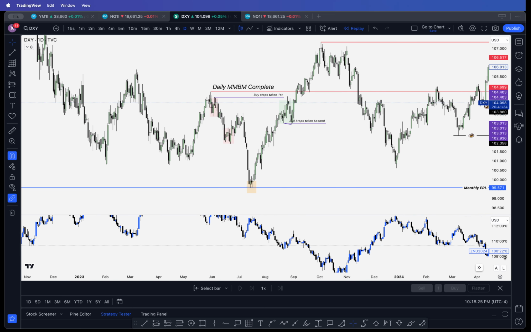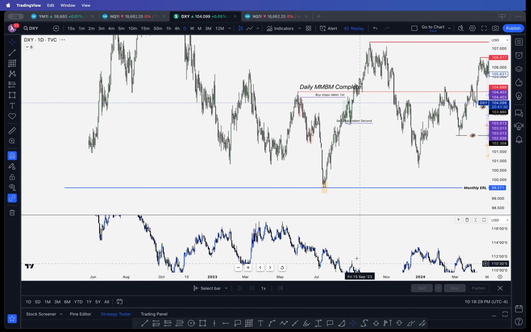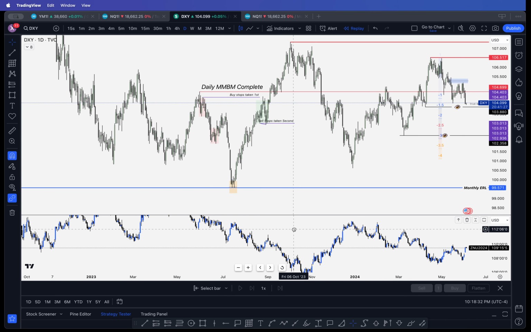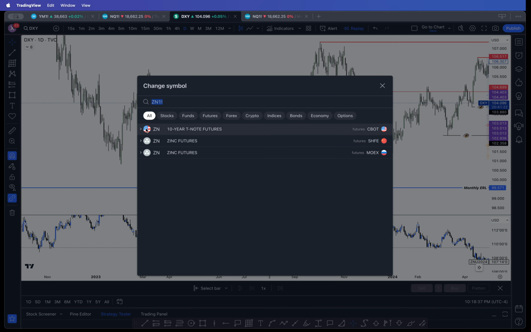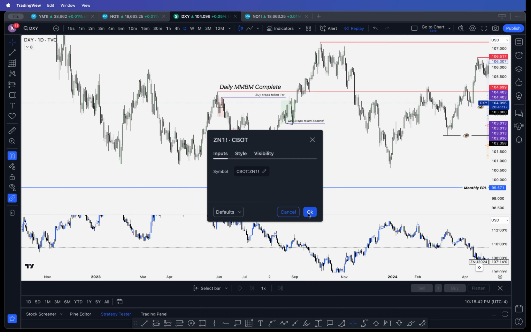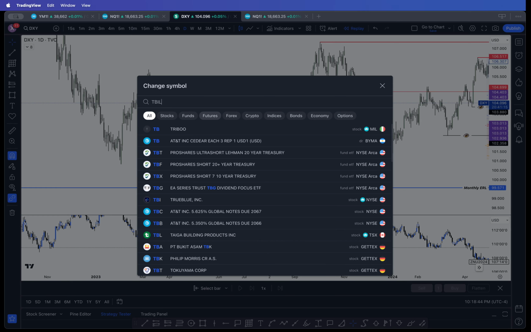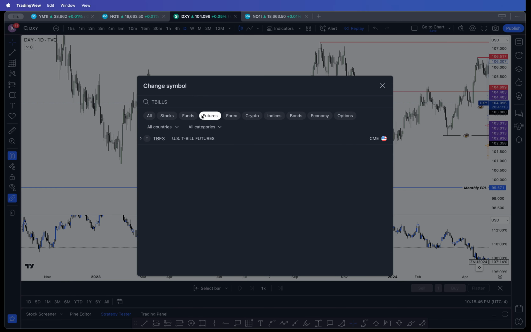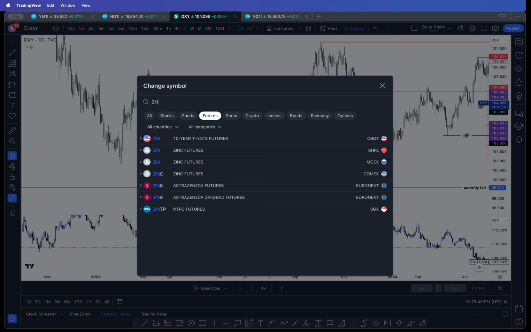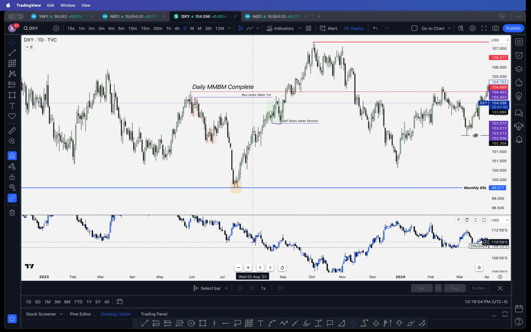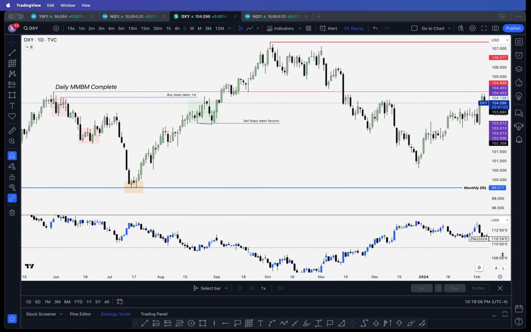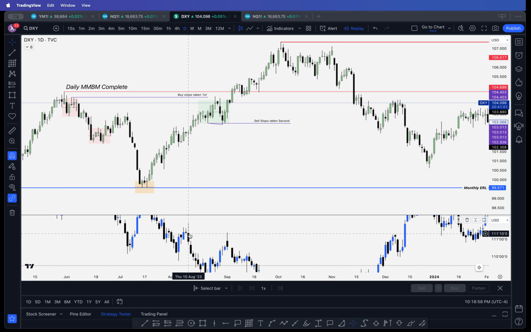Wait, shouldn't they be moving together? They move inverse. I don't know so much. But Chitra, do bonds and dollar move inverse? They should, yeah, because dollar and interest rate move together, right? Okay. So bonds should be the... so that was close. They move inverse. Okay. So the SMT was there, right? I just want to see it. It should take out buy stops then, or should fail to take out buy stops. Right.